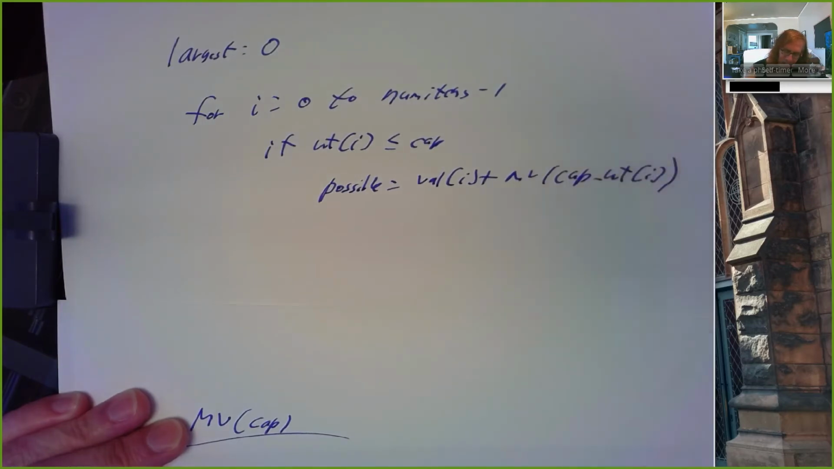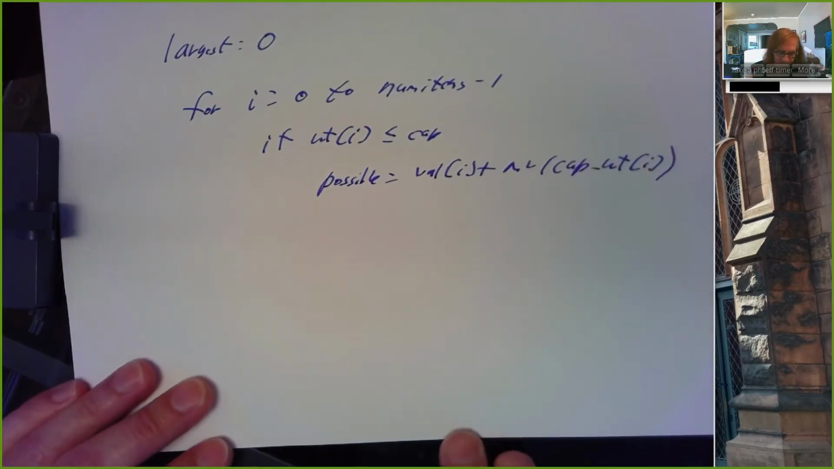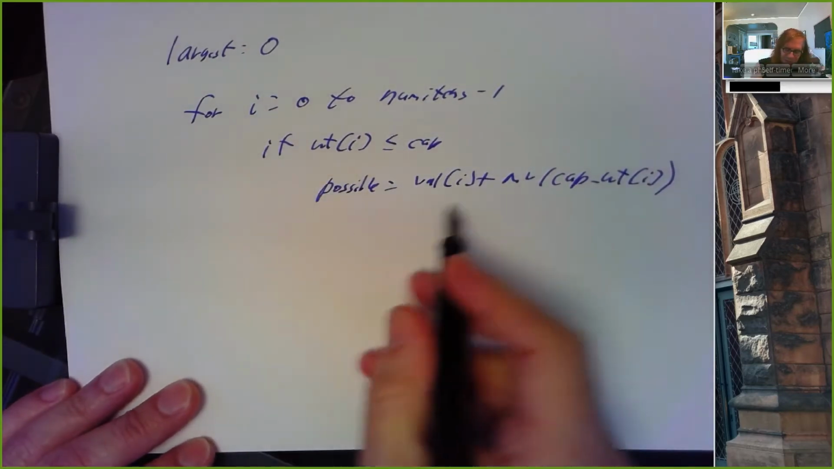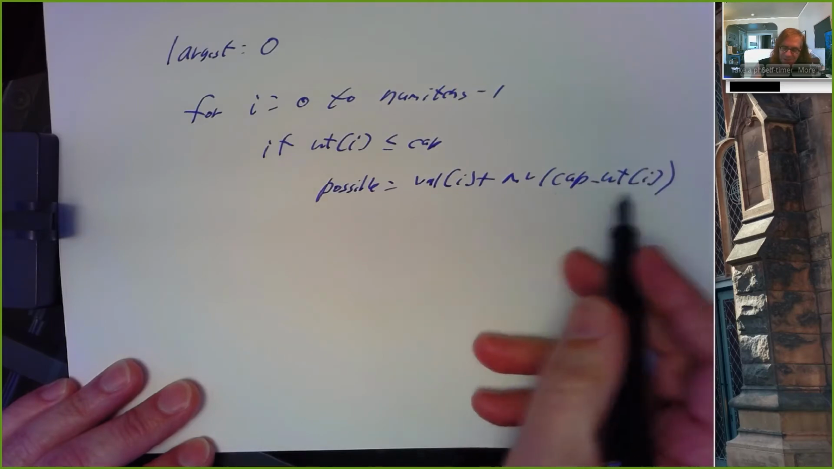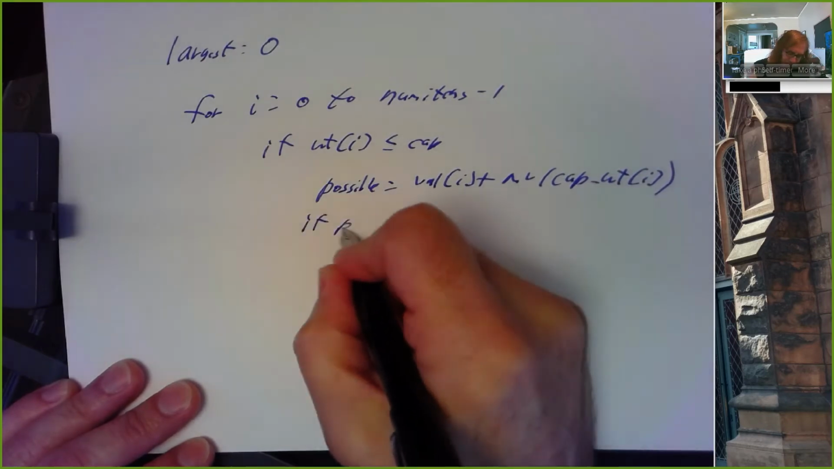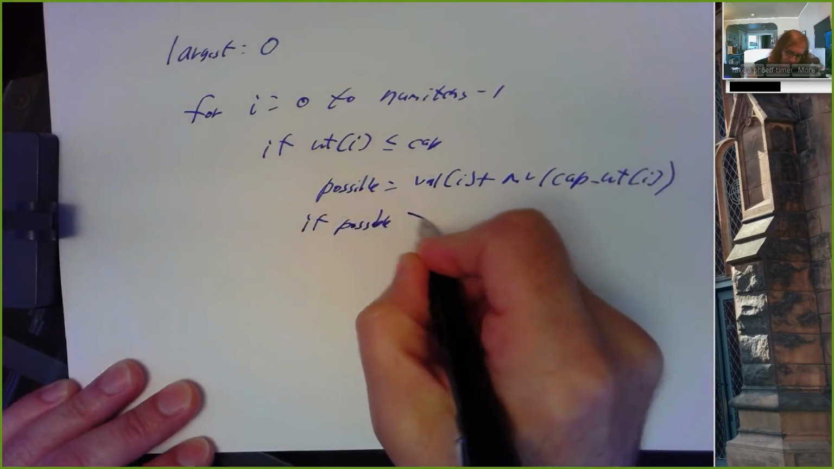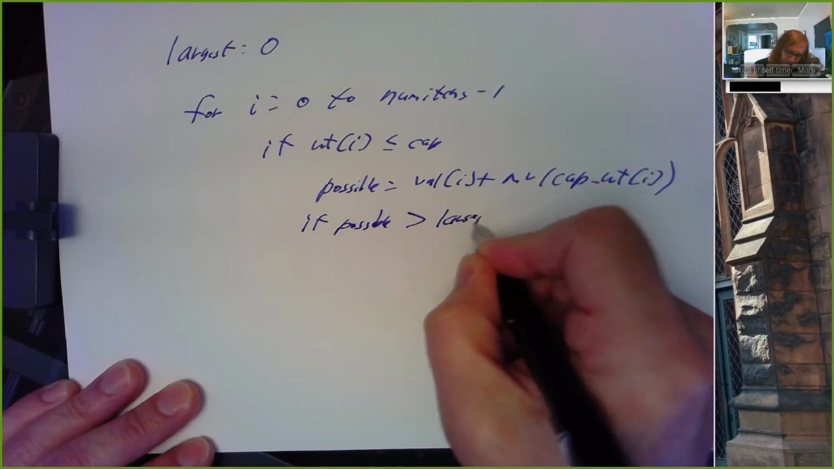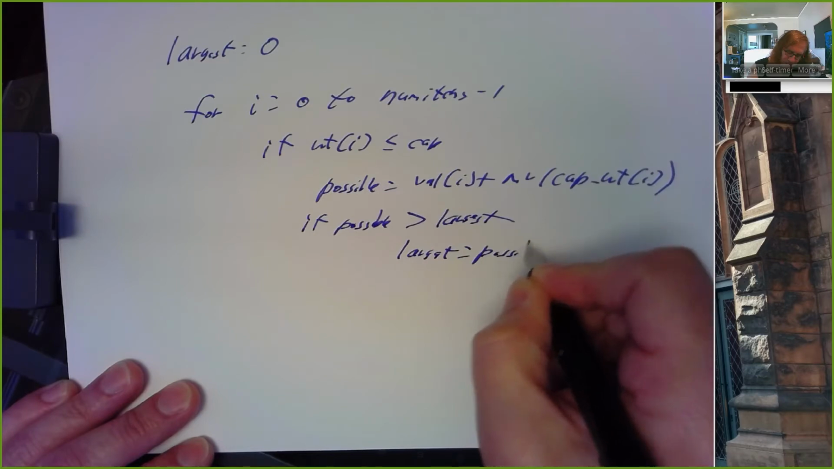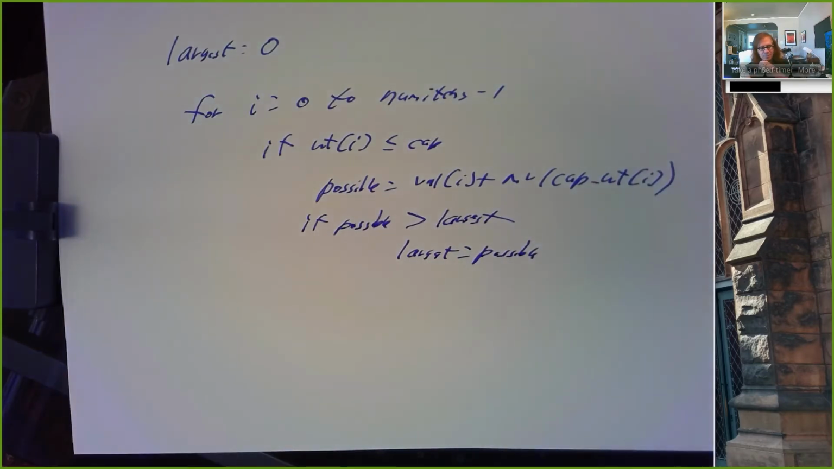Don't try to copy this down because it's pseudocode. So if I can fit this item in my bag, then calculate the value of that item plus the maxval of the remaining capacity. That's a possible optimizing solution, right? If possible is bigger than largest, largest equals possible, right? So something like that will take care of finding the maximum of these.